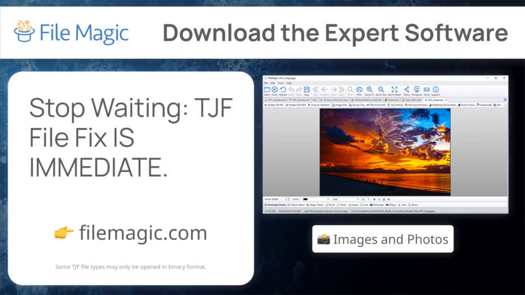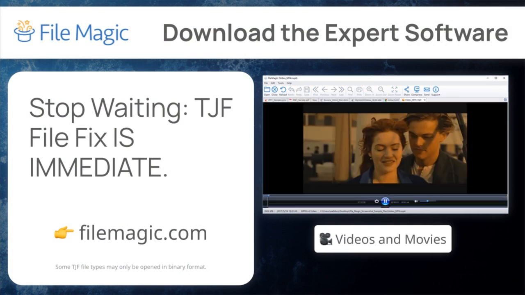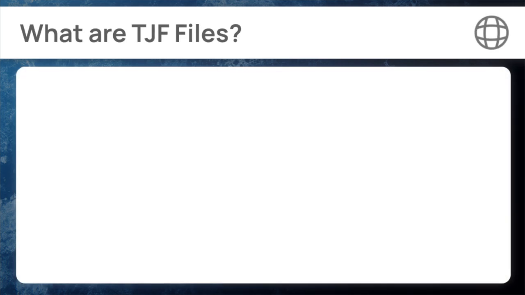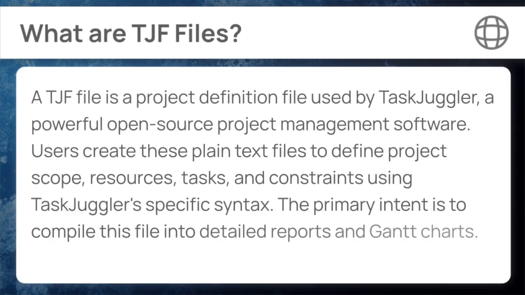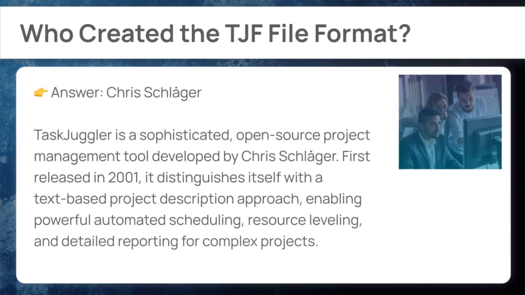The efficacy of this tool hinges on the speed and analysis power of a single TJF file inspection program that services hundreds of formats. A TJF file is a project definition file used by TaskJuggler, a powerful open-source project management software. Users create these plain text files to define project scope, resources, tasks, and constraints using TaskJuggler's specific syntax. The primary intent is to compile this file into detailed reports and Gantt charts.